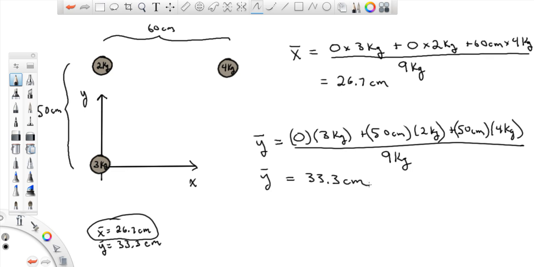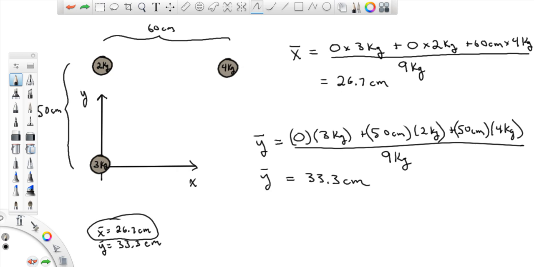Some important things, let's talk units. Can we work these in centimeters or do they have to be in meters? That's a question I could see somebody asking. The answer is we can work them in any units we want, because we're taking a distance and multiplying by a mass for every term, and then we're dividing the mass out. So whatever units we put the distance in, we're going to get our answer in those distance units.